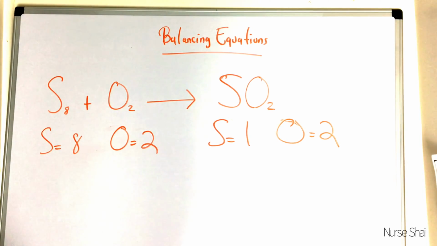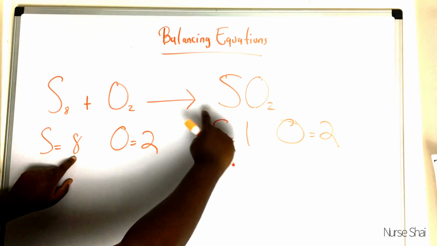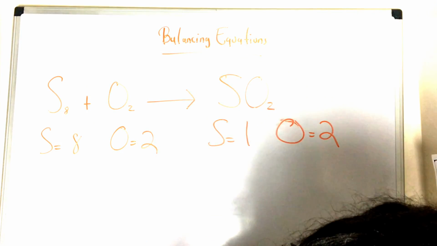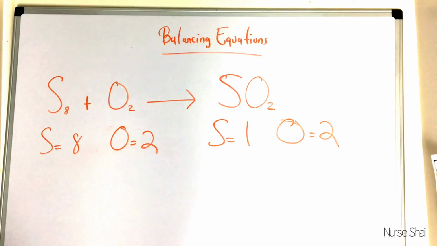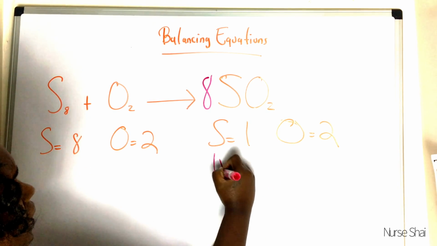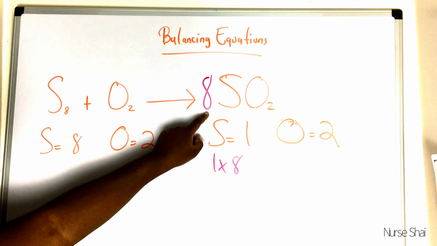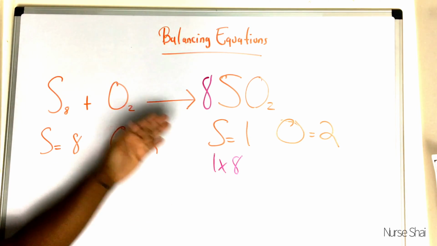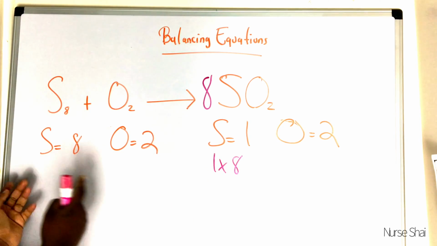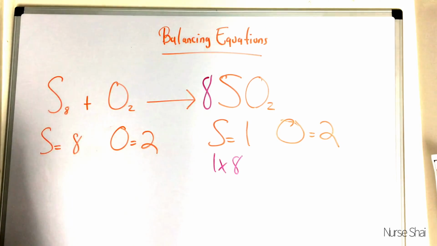Well, we take the 8 and we place it here. And I'm gonna write with a different color. Alright, so we take the 8 and we place it here. But essentially, we're just doing 1 times 8. So since we put the 8 in front of this sulfur to balance it out, we'll have to add 8 over here as well, because what we do to one side, we have to do to the other side.